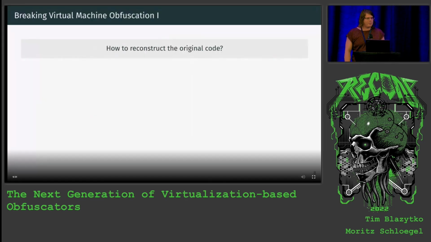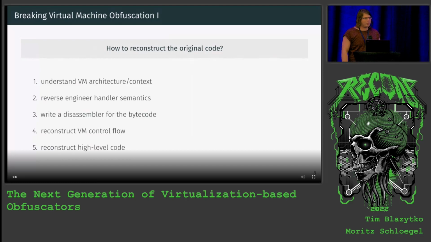So if we have a simple VM like that, how do we reconstruct the original code? Well, remember, the bytecode itself is the original code we want to reconstruct. So we basically want to write a disassembler for the bytecode. But to do so, we first have to understand the VM architecture and the context.